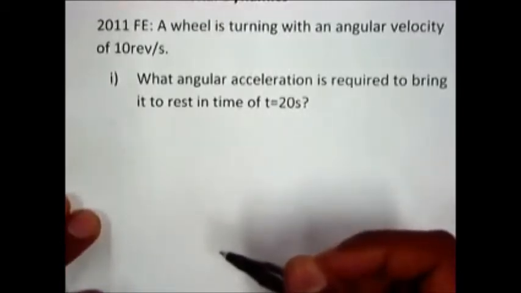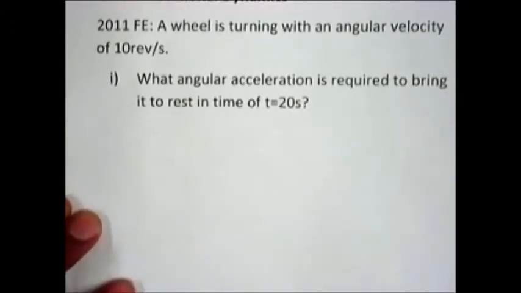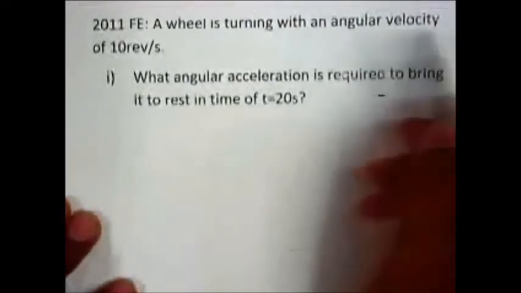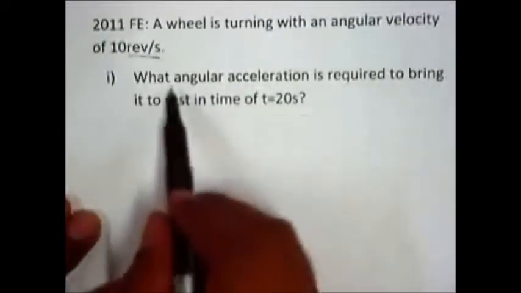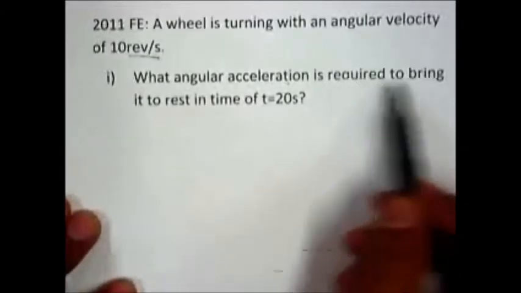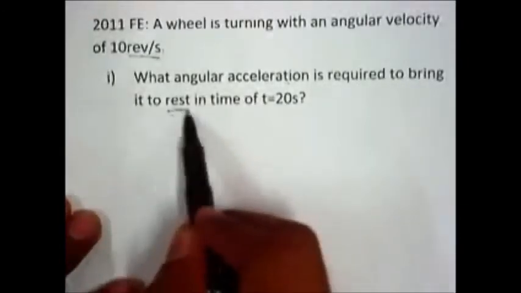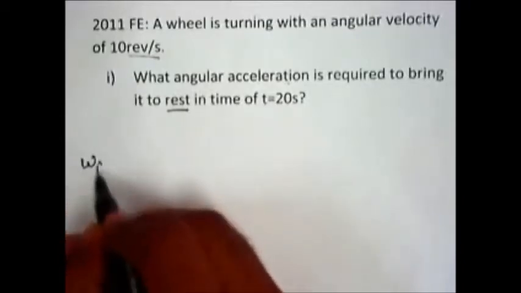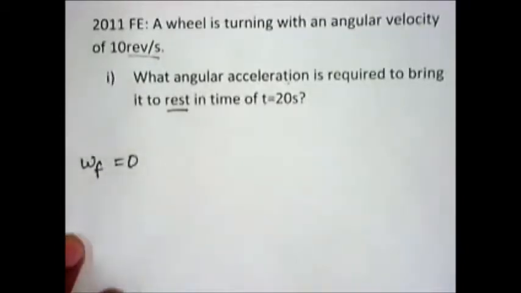Okay, it says a wheel is turning with the angular velocity of 10 revolutions per second. What angular acceleration is required to bring it to rest in a time of 20 seconds? Okay, so if you look at that, the angular velocity is given, and we have to find the angular acceleration that will be required to bring it to rest. That means our omega final must be equal to 0.